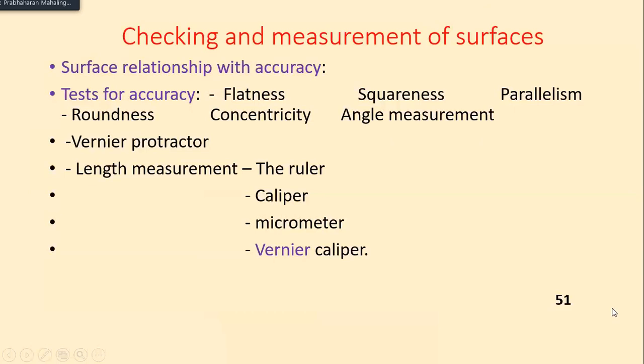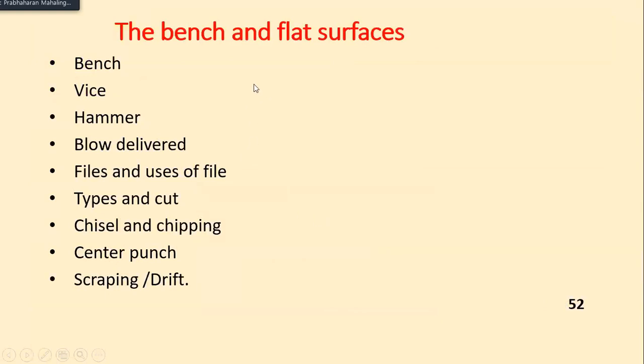Checking and measurements of surfaces. Surface relationship, accuracy, test for accuracy, flatness, squareness, parallelism, roundness, concentricity, angle measurement, vernier protractor, length measurement, ruler, caliper, micrometer, vernier caliper. Like this you have to study. The bench and fitting: bench vice, hammer blow delivered, files and use of file, types of cut, chisel and chip. Chipping hammer, I have already mentioned. Center punch, scraping, drifting.